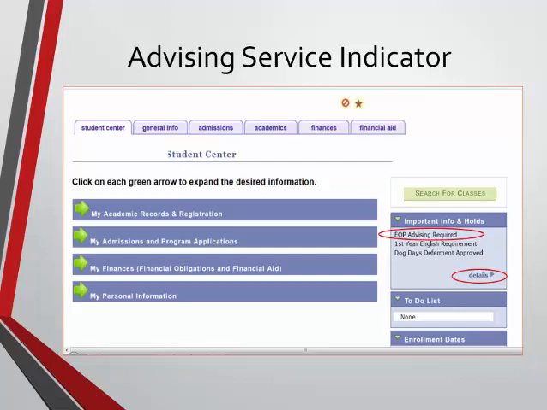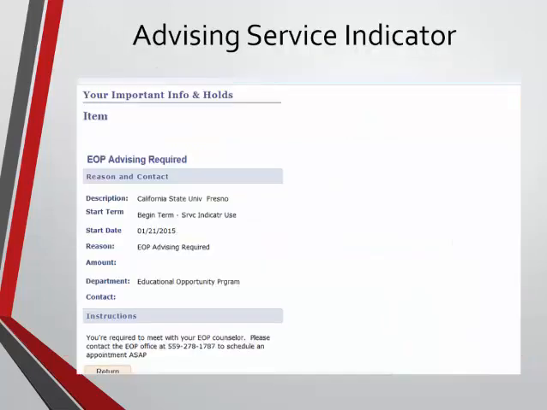For more details about the service indicator or any of the items in your important info and holds, click on Details and you will be directed to a different screen. On the next screen, you can select the item for which you want more details, and finally, after selecting an item, a screen with instructions will appear. This is an example of a screen students will see when they select details for the Advising Service indicator.